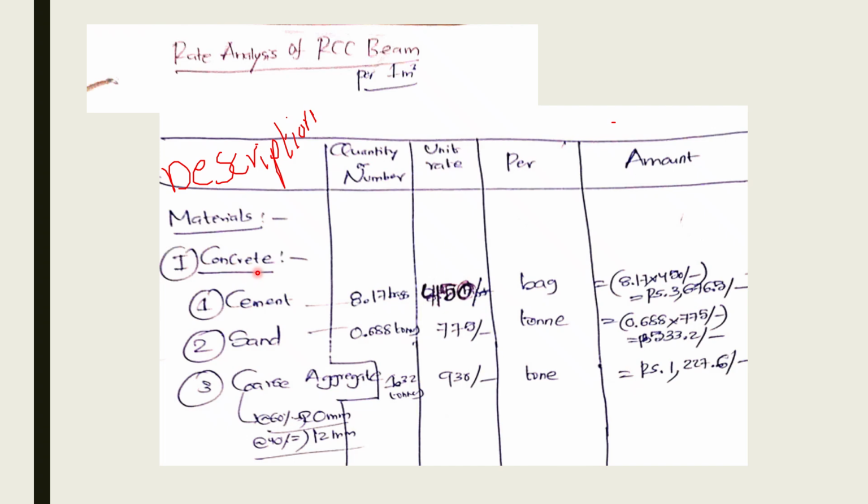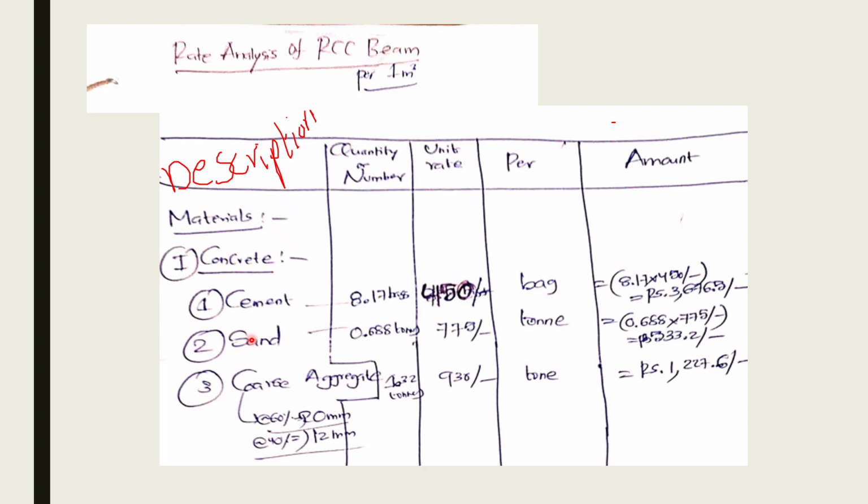First, concrete means cement. How many cement bags do you get? 8.17 bags. And what is the price of one cement bag? 450 rupees. Whenever we multiply 8.17 into 450, we get 3676.5 for 8 bags. What is the price? 3676.